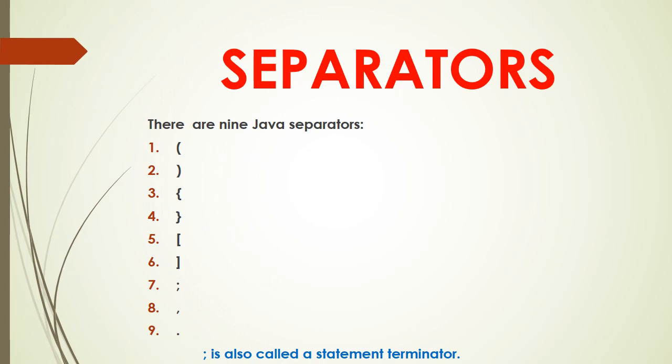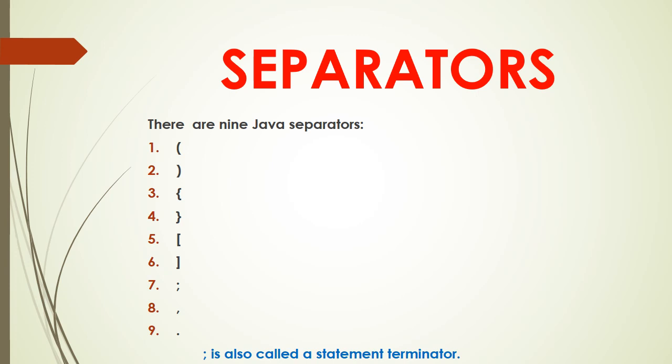Now the next type of token is separators. Java provides 9 types of separators, or you can say punctuators, and you use these separators in your Java programming. First one is the opening round bracket, second is the closing round bracket, third is the opening curly brace, fourth is the closing curly brace, fifth is the open square bracket, sixth is the closing square bracket, number 7 is the semicolon.